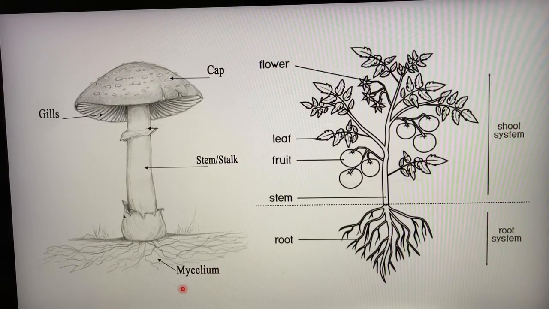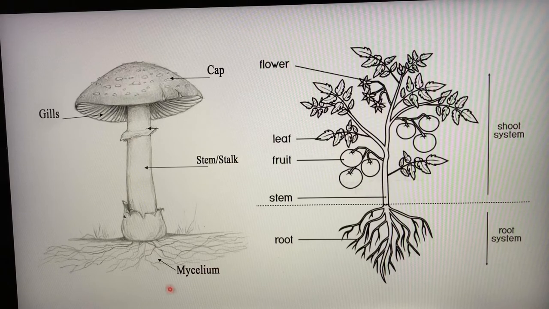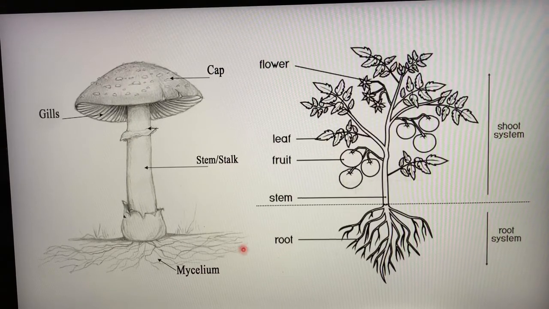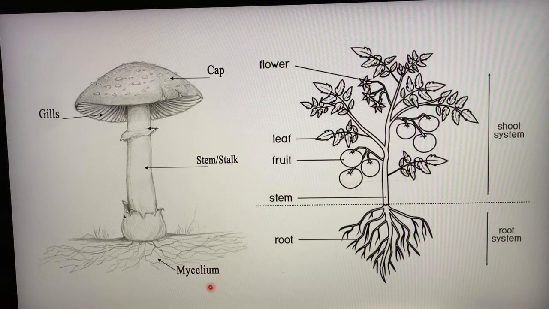Now, this is called the mycelium. This is more of the vegetative part of the mushroom. Now, if you are confused or a bit overwhelmed with information, children, especially primary 3 students, you don't really need to bother with this yet. It's just extra information for you. You can see here, a mushroom and a plant are really different if you put them side by side.